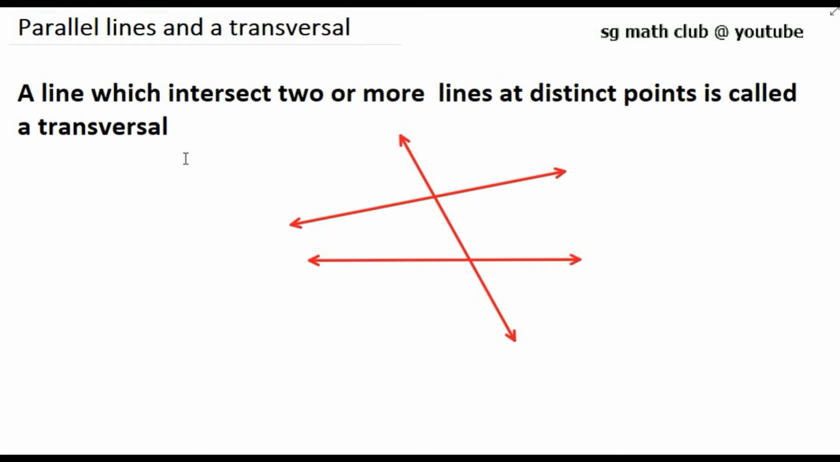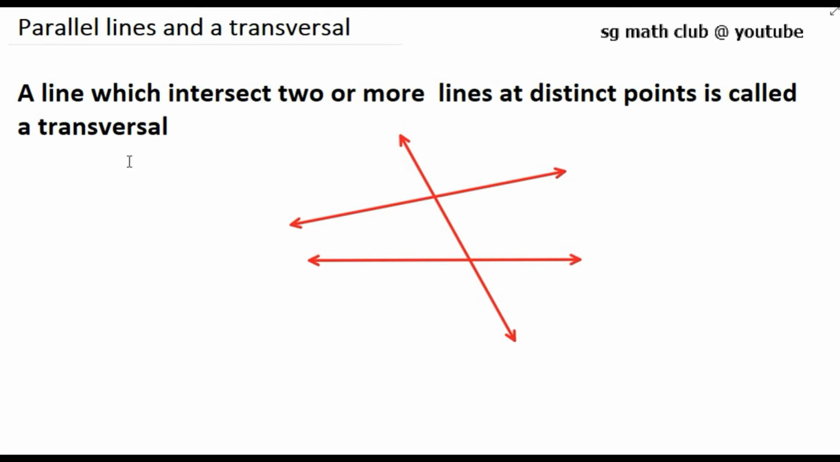We have already seen different types of angles like right angle, acute angle, obtuse angle, vertically opposite angle, adjacent angle, etc. We have seen their properties also. In today's video, we will learn about parallel lines and transversal.